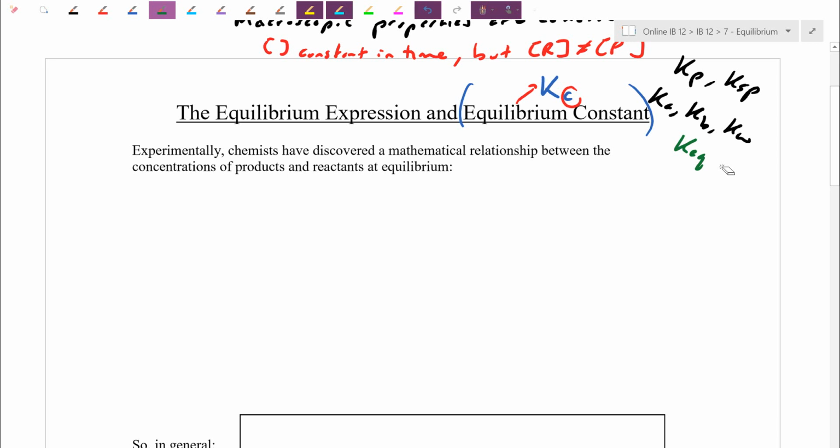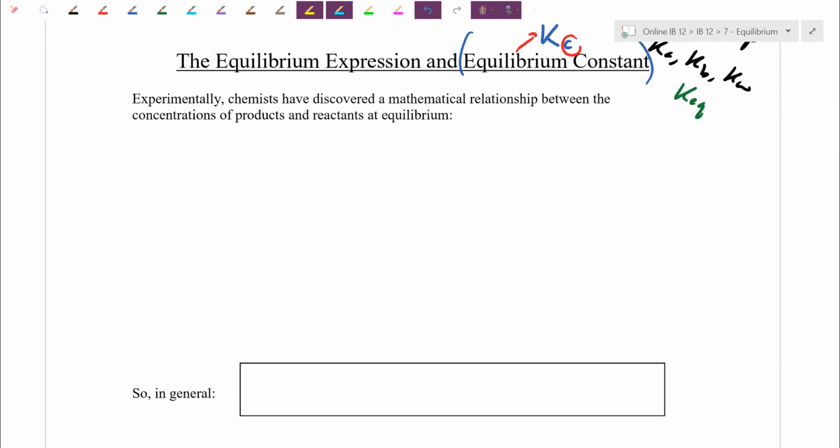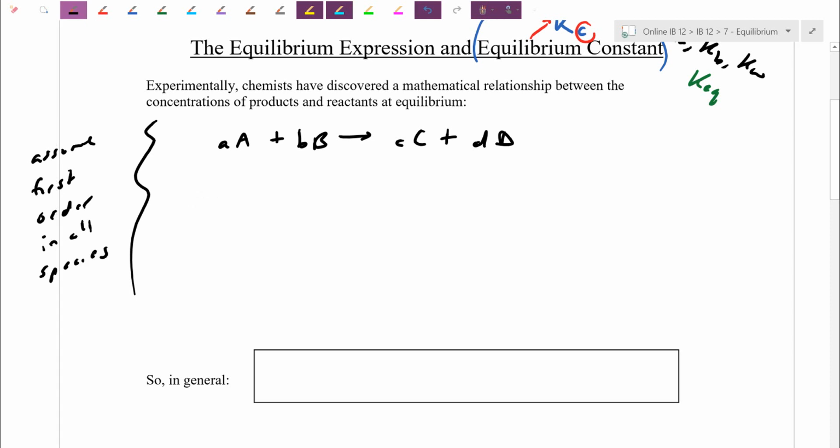So let's make a connection to some of our kinetic stuff as we introduce this equilibrium expression. Experimentally, chemists have discovered a mathematical relationship between the concentrations of products and reactants at equilibrium. So let's pretend we have the elementary process aA + bB ⇌ cC + dD. The lowercase letters would be the coefficients: A and A, B and B, C and C, D and D. So just for simplicity, we're going to assume first order. Assume first order in all species. Remember, that has to be experimentally defined.